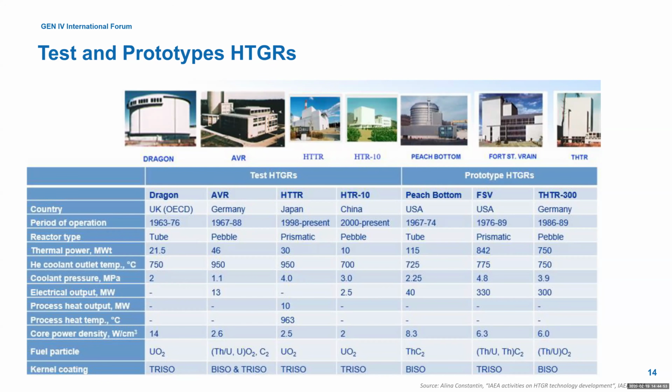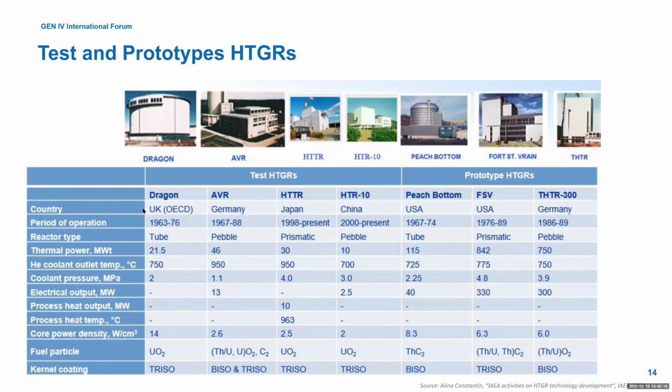On the prototype side, we have one system in Germany, the THTR-300 that operated in the 80s. And the Peach Bottom and Fort St. Vrain facilities here in the US. The difference between these two, test versus prototype, is really that the prototypes were hooked up to the commercial grid, producing power, selling power, whereas the test systems are really meant for off-the-grid, non-commercial tests and operation.